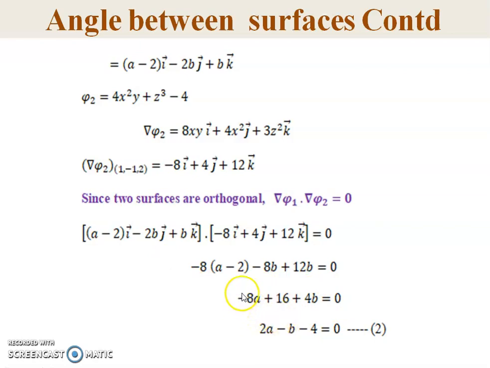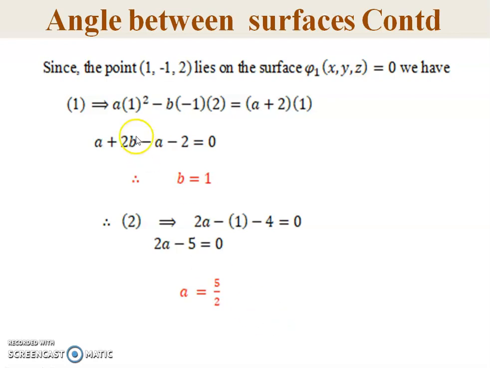Okay, simplify this expression. That means −8a − 16, this becomes + 4b. Okay, that means dividing this equation by −4. If we divide this equation by −4, we get a simple equation, right? So this is equation number 2. So we get one equation.